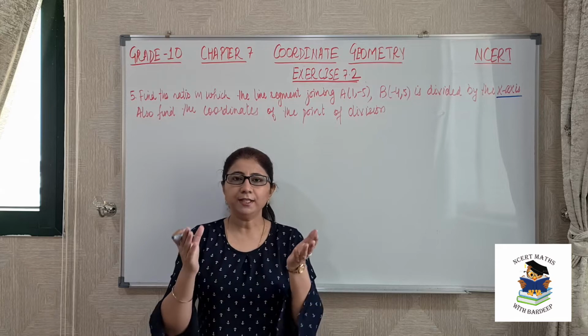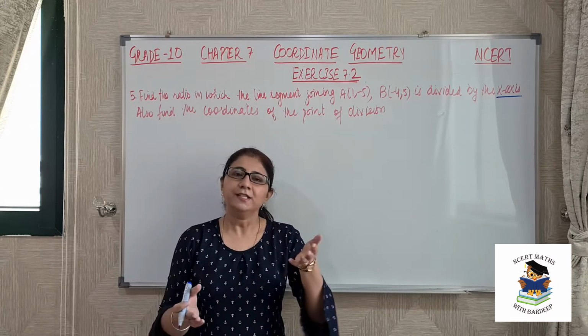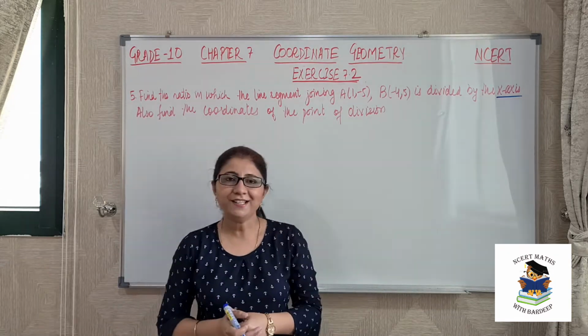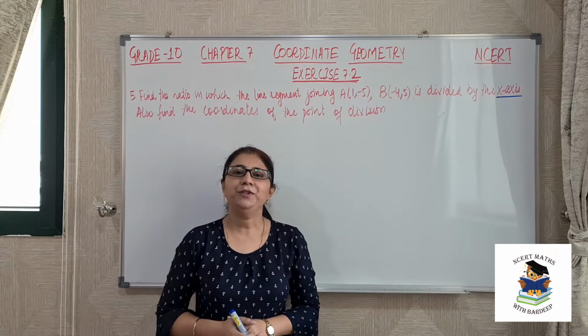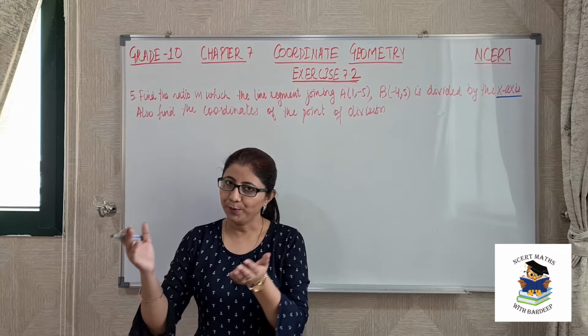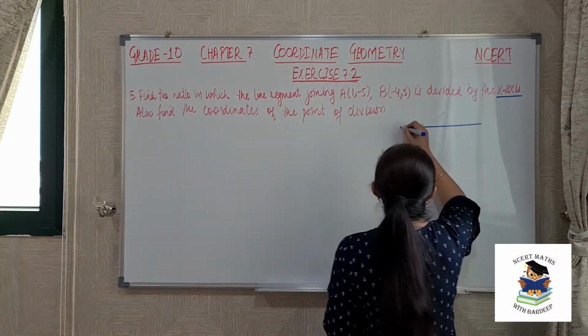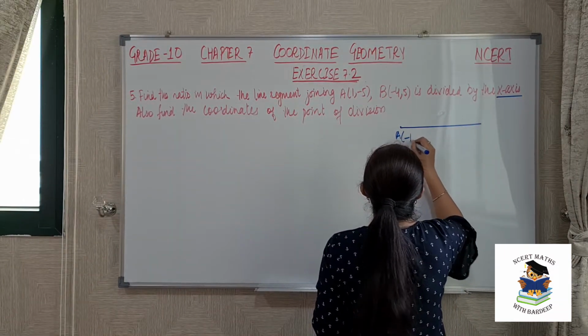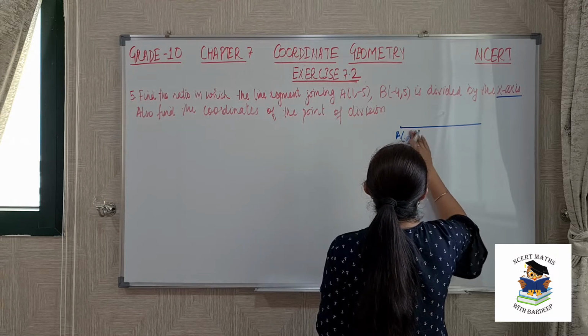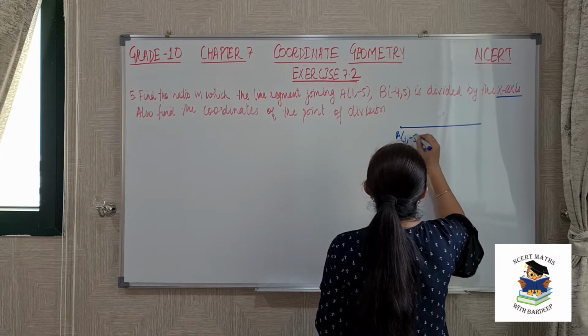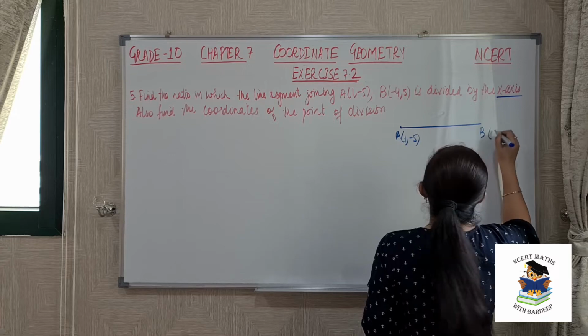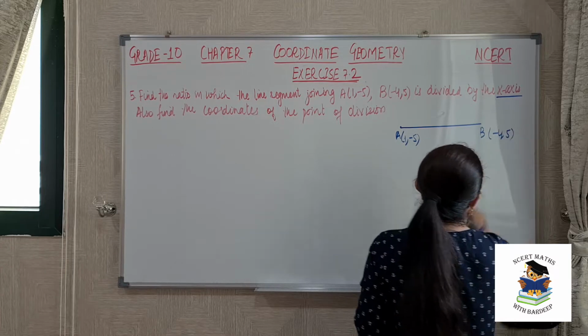So instead of taking P as x comma y, since we know that this is by x-axis, the coordinates that we will assume is P (x, 0). So let's write it first. A is (1, -5) and B is (-4, 5).